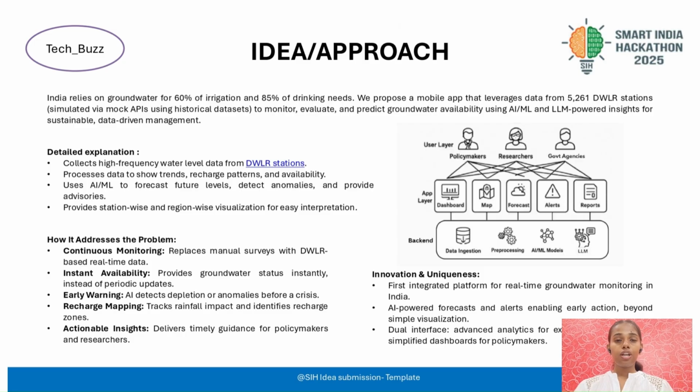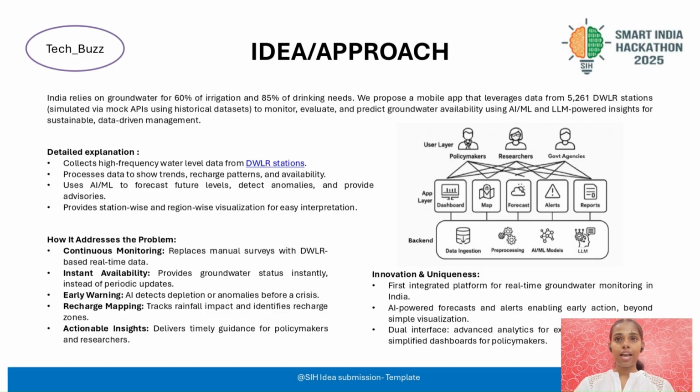Groundwater is central to India's drinking, agricultural and industrial water needs. About 60% of irrigation and 85% of drinking water needs are met by this groundwater. However, over extraction, uneven distribution, and climate change are placing this resource at risk, underscoring the urgent need for sustainable groundwater management. We propose a mobile application that brings groundwater to your fingertips.